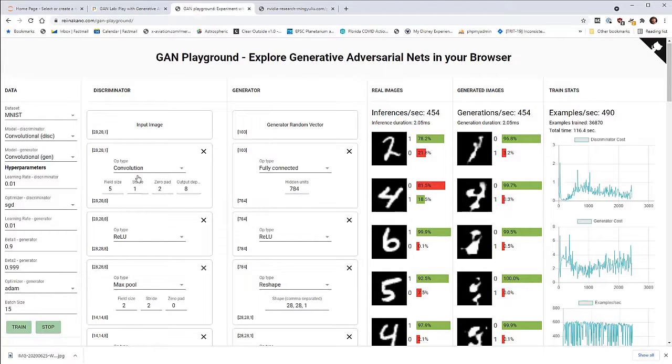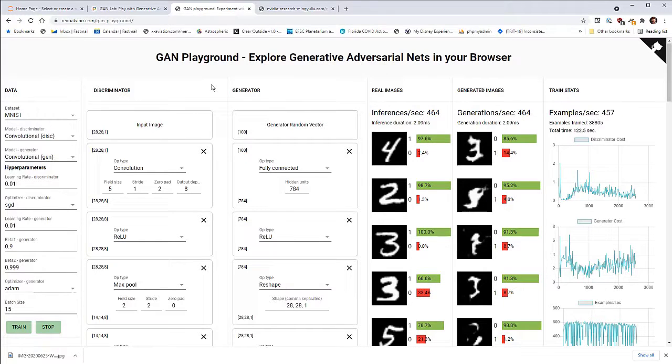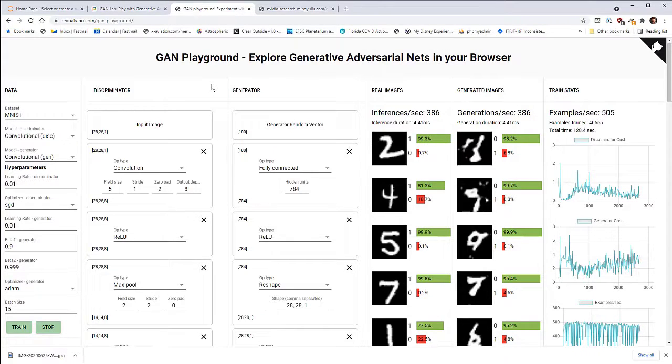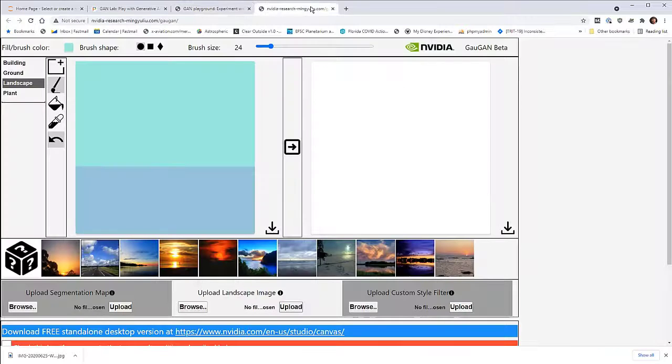Now you can play around with the topology of the network here if you want to, and the different hyperparameters, see if you can do a better job. But it's going to be tough. But if you do want to play with this interactively, that's one way to do it. Let's stop this and move on to a more fun example.